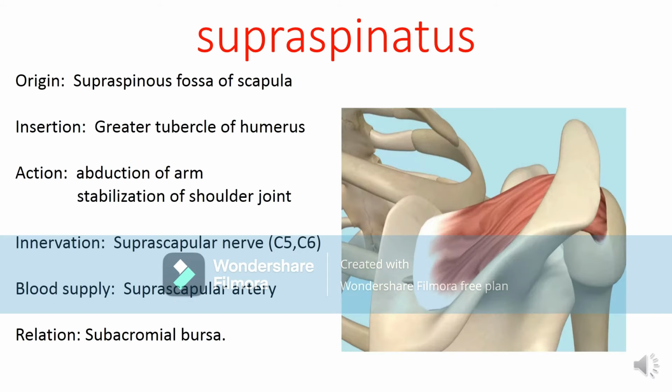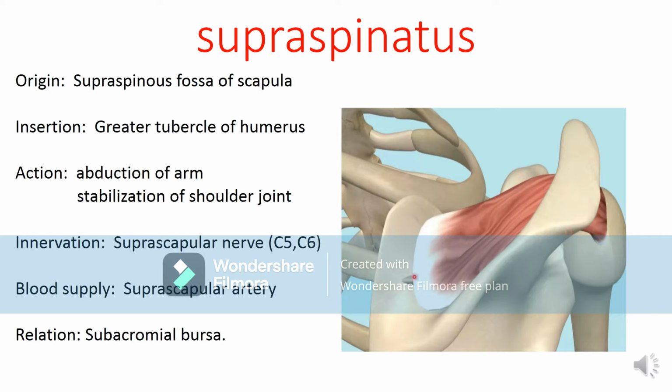The first muscle in this group is supraspinatus. We will talk about its origin, insertion, action, nerve supply and blood supply, and the important relations of this muscle. The supraspinatus muscle originates from the supraspinous fossa of the scapula, above the spine of the scapula here, and is inserted in the greater tubercle of the humerus.